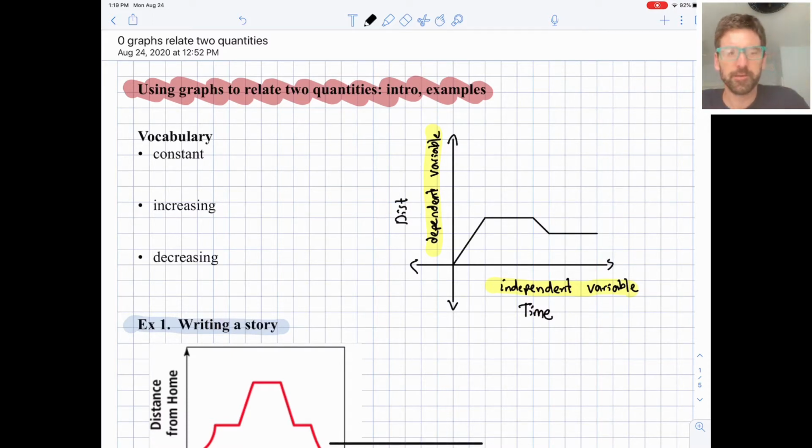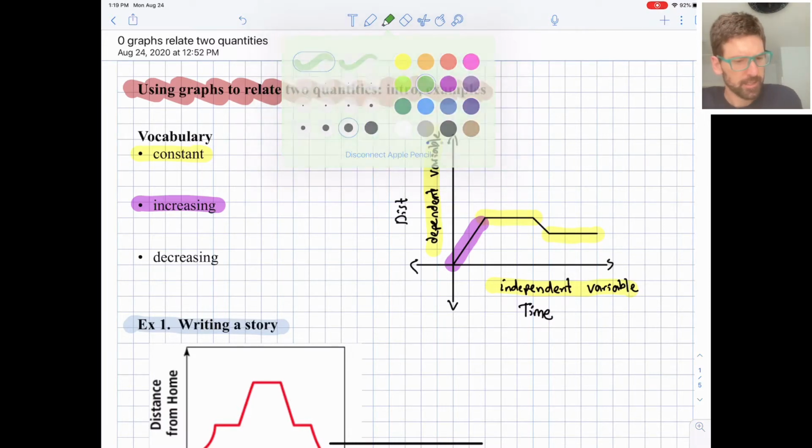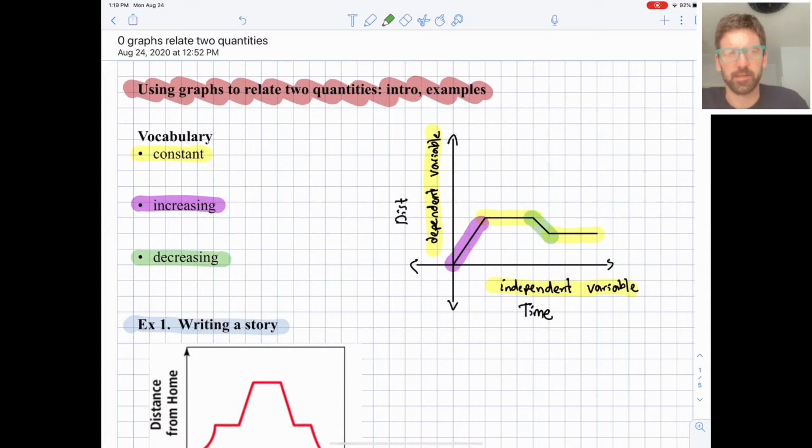Okay, and so you can see we have a couple places where the graph is constant. That means the dependent variable is not changing, it's constant. And so that's in this zone right in here. There's no change happening, it's flat, it's horizontal. Okay, and then we have one place where the dependent variable is increasing. Distance is increasing. So think about what that means. As time goes by, distance is increasing. Something is getting farther away. And then lastly, we have a place where distance is decreasing. Okay, so as time goes by, distance is decreasing.